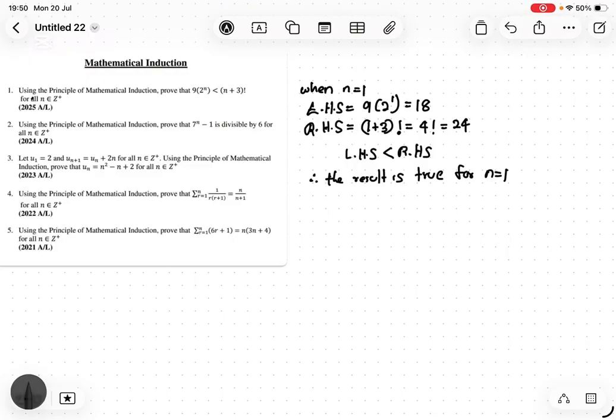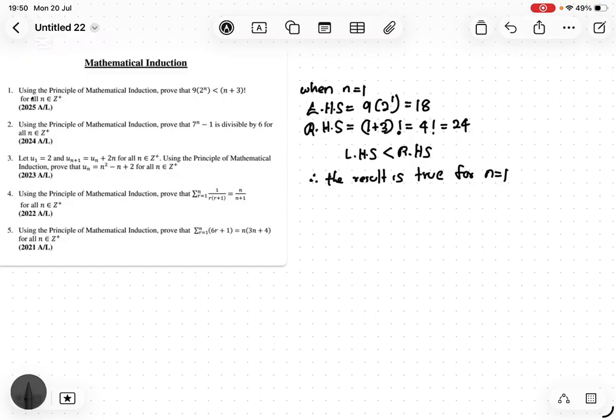When n equals 1, you can see the left hand side is equal to 9 into 2 to the power n. So 9 into 2 to the power 1, which is equal to 18. Clear? And how about the right hand side? Right hand side is given as n plus 3 factorial. So when n equals 1, that is 1 plus 3 factorial, which is equal to factorial 4, and that is equal to 24. 4 times 3 times 2 times 1 is 24. So can you see that 18 is less than 24?